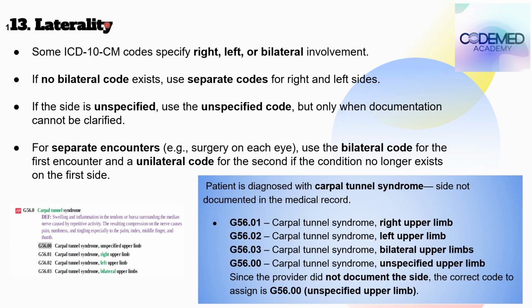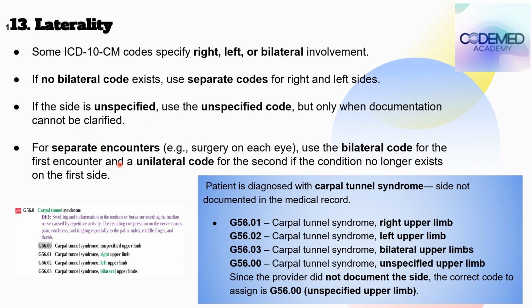Point number 13, laterality. Some ICD-10-CM codes specify the right, left or bilateral involvement. If no bilateral code exists, use a separate code for the right and the left side. If the side is unspecified, use the unspecified code, but only when documentation cannot be clarified. For separate encounters, use the bilateral code for the first encounter and a unilateral code for the second if the condition no longer exists on the first side.